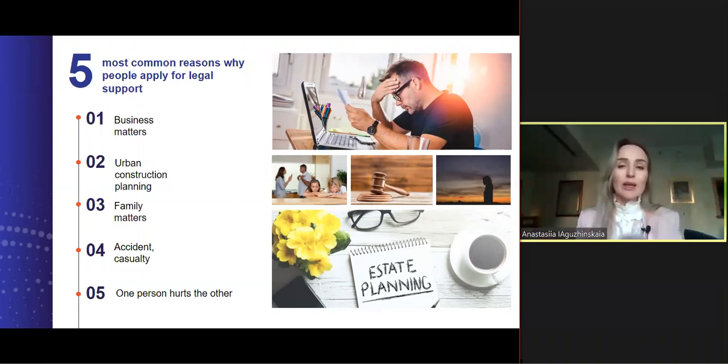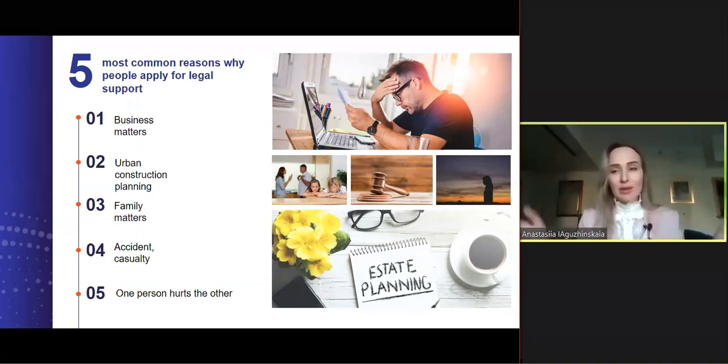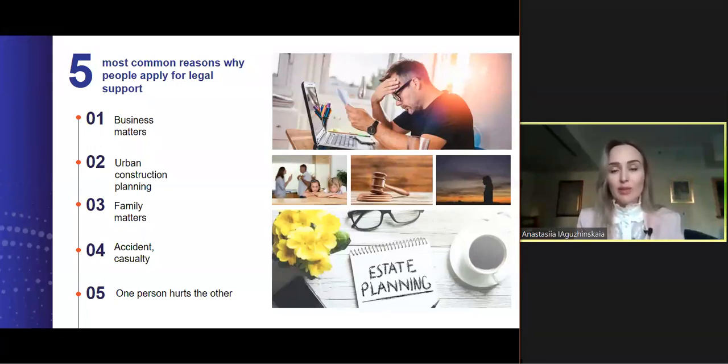And from the legal point of view, it's important to structure and design your business in an adequate way. The second reason is your urban development, so construction planning. We are human beings and we all need to register our real estate in a proper way, and we all have some real estate, and even when we use some agencies, this is our concern.